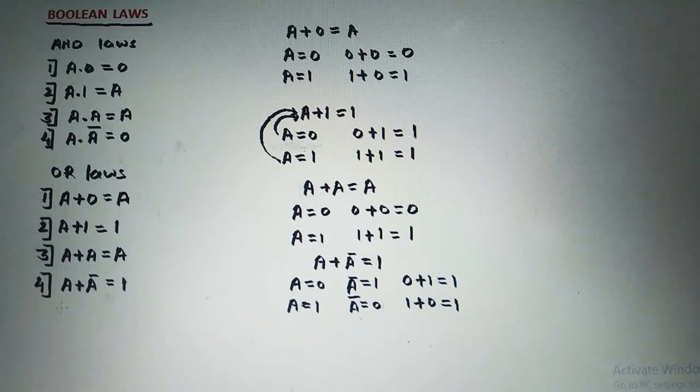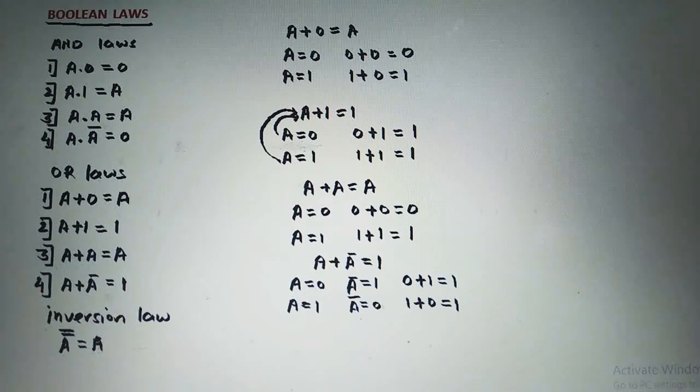Next we will see the inversion law, and this inversion law is a double bar is equal to a. That means this inversion law states that the double inversion of a variable results in the original variable itself.